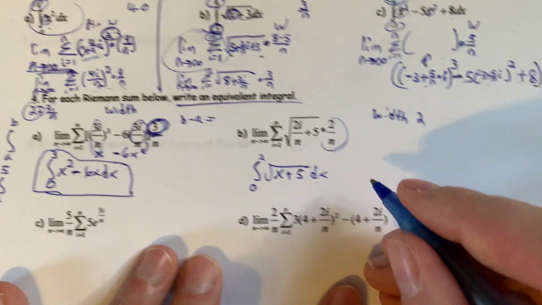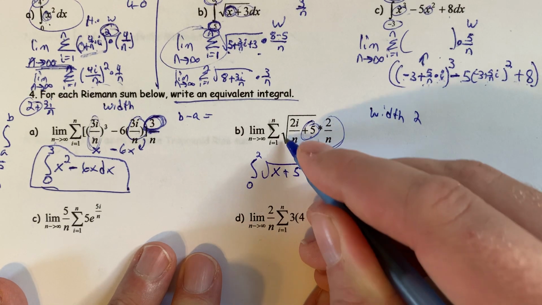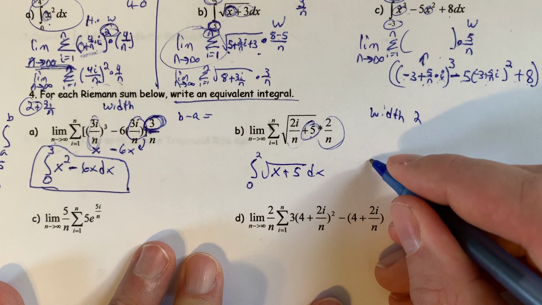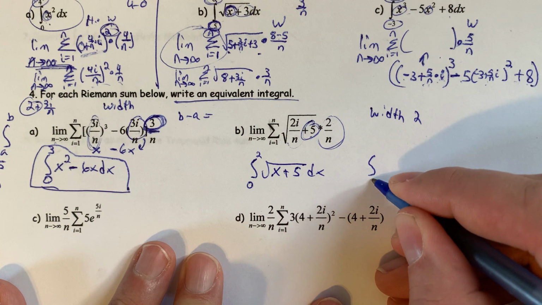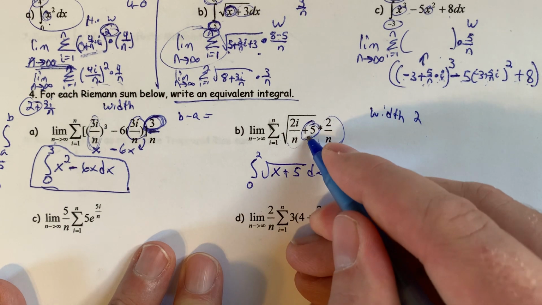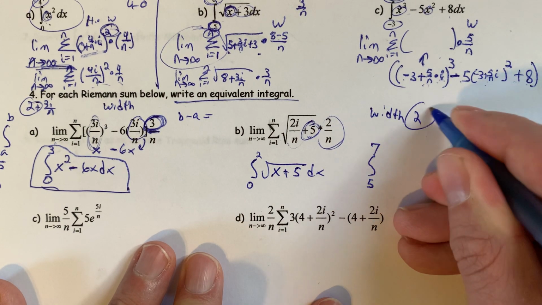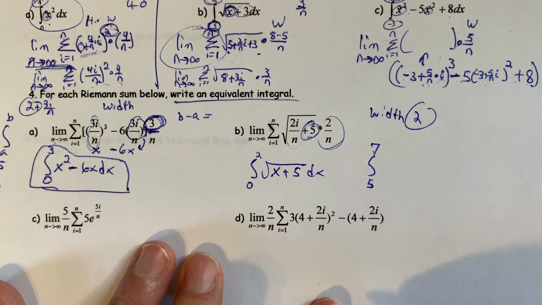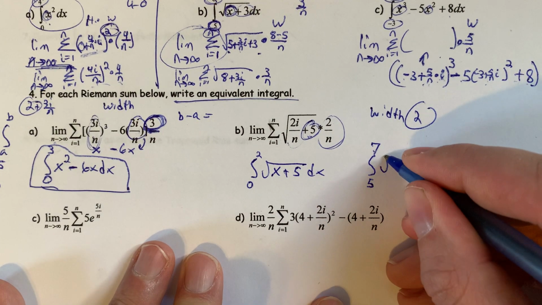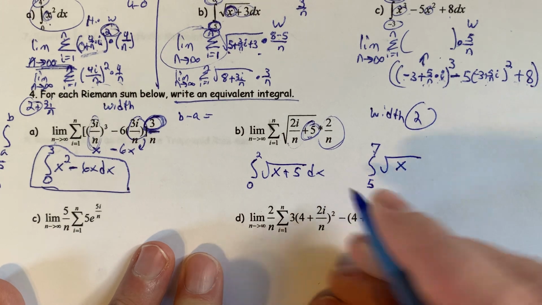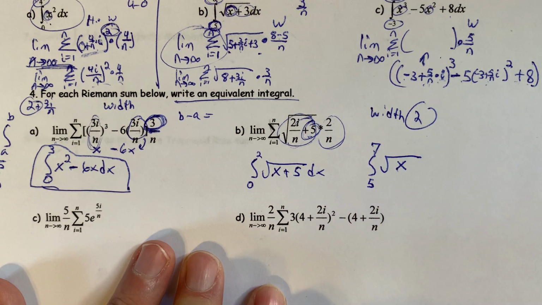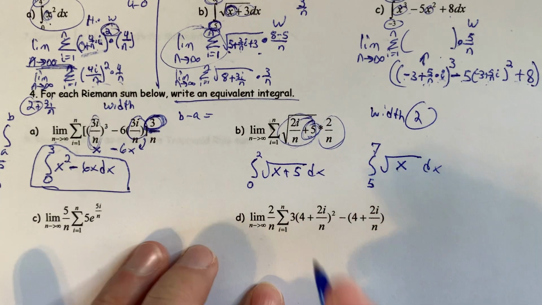But it turns out you could also have said, hey, you know what? This plus 5 is where the integral starts. And in that case, it would be the integral from 5 to 7, because it has a width of 2. So 5 to 7 of the square root of just x, because this x would start at 5. Both of these are correct.